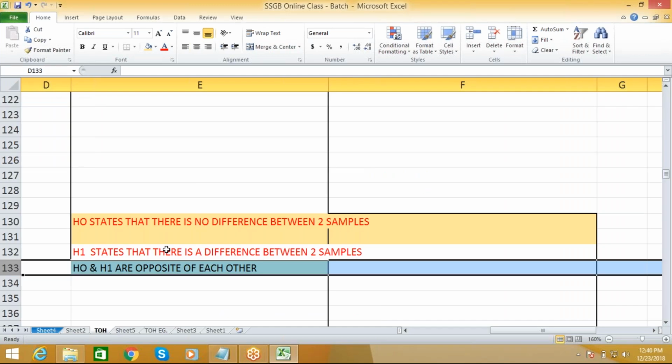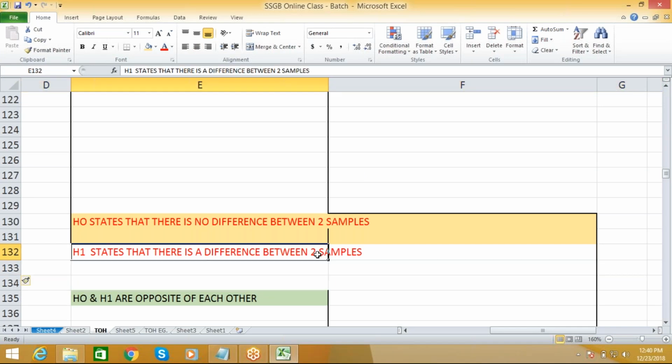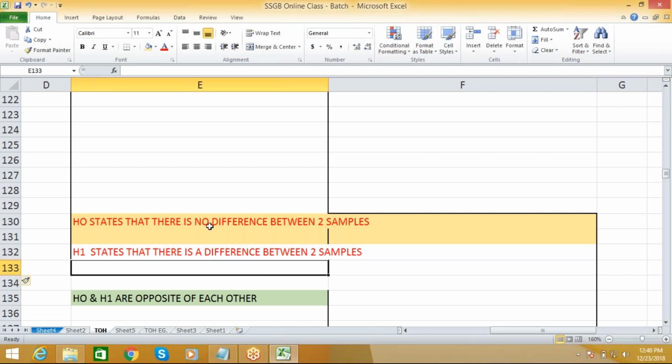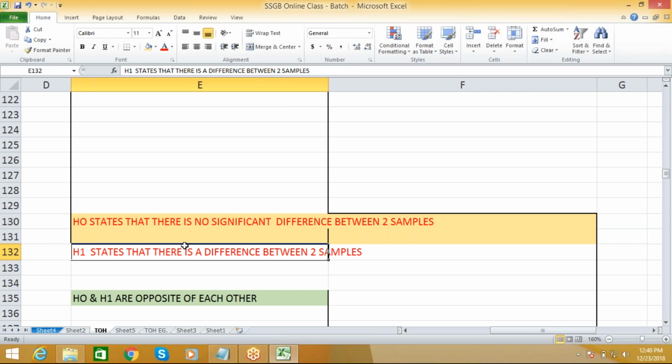Again, going to the alternate hypothesis, what does the alternate hypothesis state? It states that there is a clear difference or a significant difference between two samples. To avoid any confusion, I'll add the word significant. So null states that there is no significant difference between the two samples, and alternate states that there is a significant difference between the two samples.